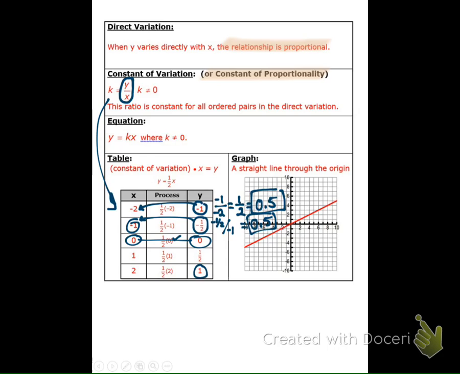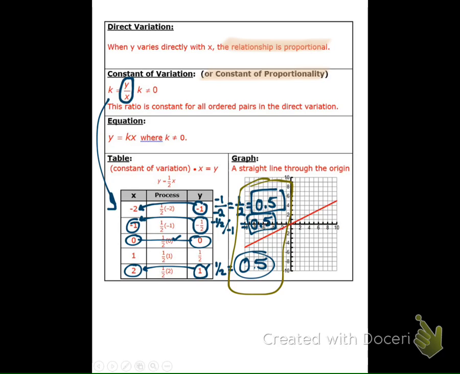Let's go down, and I'm going to skip and just do this last one here as well. So I have y, my number 1, divided by x, so 1 divided by 2 is also going to get me 0.5. So what we should be able to see here is that all of these numbers are the same. Since that constant exists, that's why this is a direct variation, or a proportional relationship, as we used to call it.